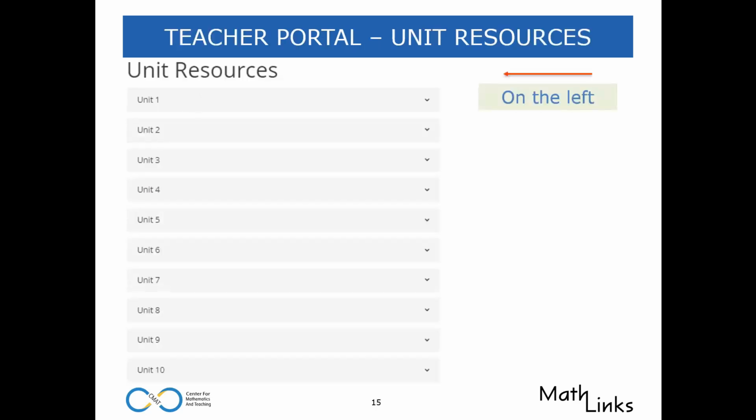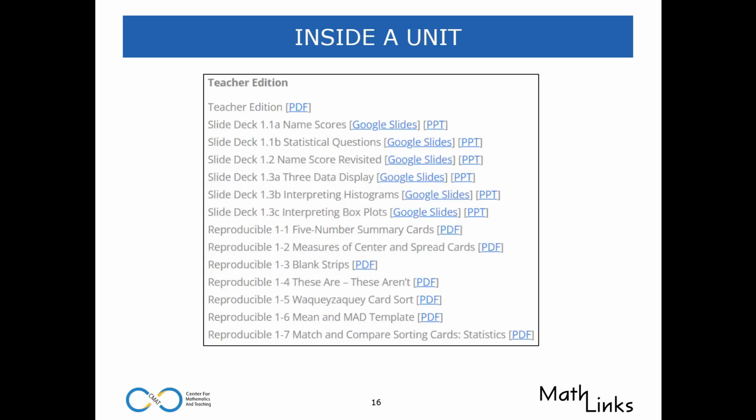Now, let's move to the left side of the page to look at unit resources. Here you see that there are drop-down menus for all 10 units. Let's look inside Unit 1. The drop-down starts with the Teacher Edition, the slide decks provided for instruction, and all reproducibles for the unit. Using the slide decks are at the teacher's discretion. Making copies of reproducibles is necessary for some activities and optional for others. Teachers make these decisions as they plan each unit.